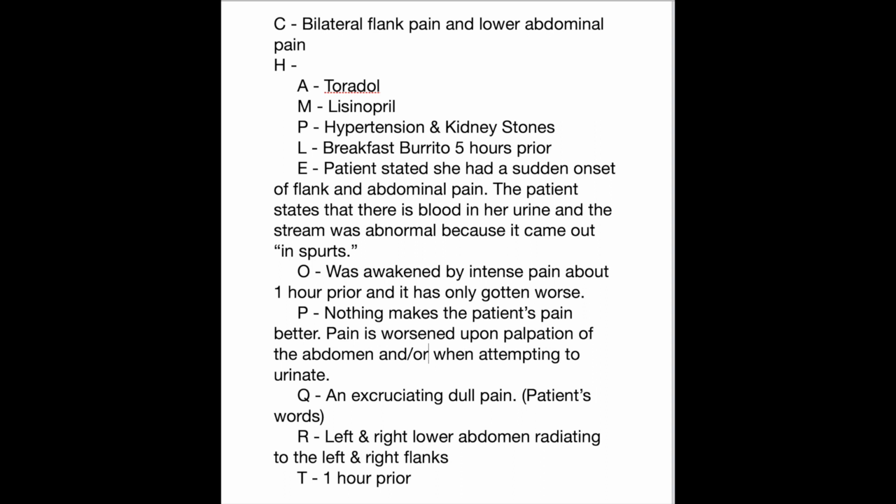The P stands for provocation or palliation. Nothing makes this patient's pain better, and it is worsened specifically whenever there's palpation to the abdomen and/or when the patient is attempting to urinate. The quality of the pain, how the patient is describing the pain to me, it's an excruciating dull pain. And the R is for radiation. So where is the pain radiating to? And the time. So when did it start? It started about 1 hour prior. And this is pretty much all I include in the history.